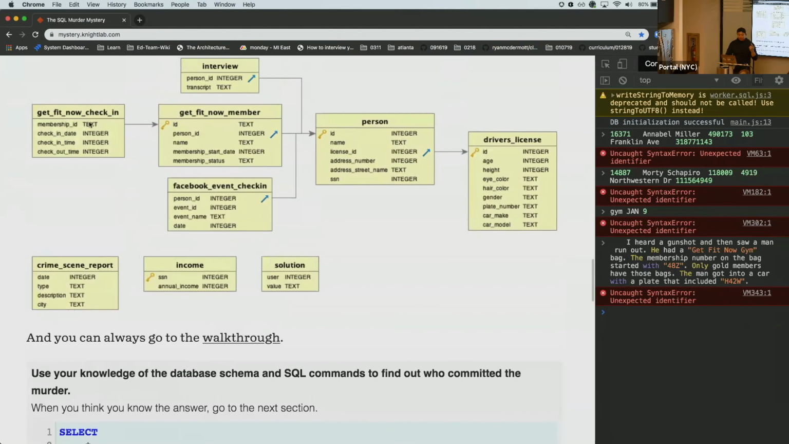Here, again, the foreign key relationships are going to come in. We have Get Fit Now. We want to join it on what? Do we have the membership ID? All right, so we know that the membership number started with 48 Zulu. Thank you, syntax error.